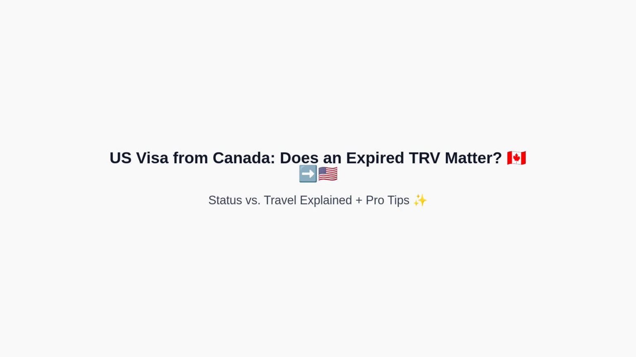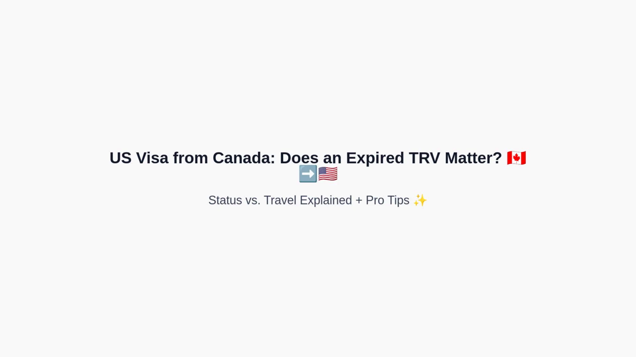Welcome to today's video. We're tackling a confusing but crucial topic for international students and temporary workers in Canada who are applying for a U.S. visa. Specifically, we'll clarify why your expired Canadian Temporary Resident Visa, the TRV, usually doesn't matter for the U.S. visa decision, as long as your study permit or work permit is valid. We'll also cover the big caveat: travel logistics and re-entry to Canada.